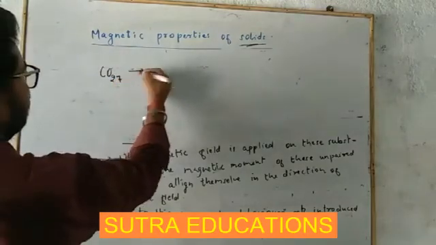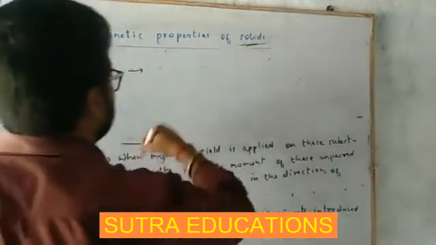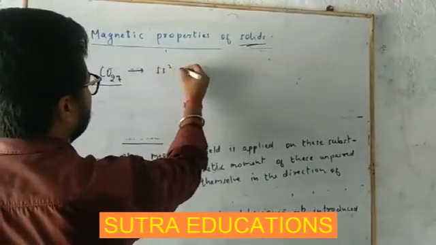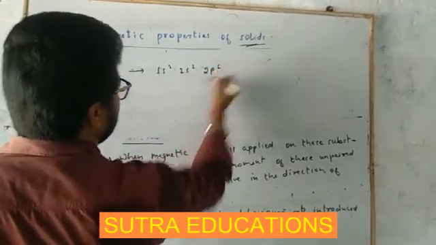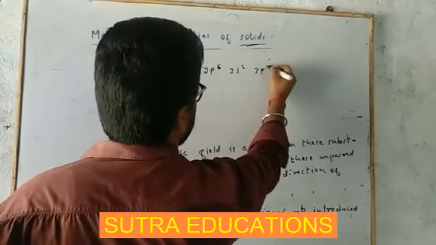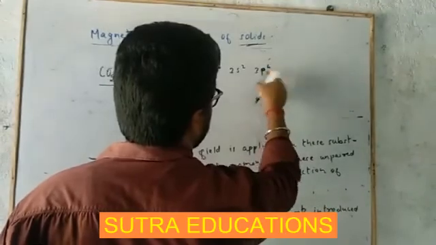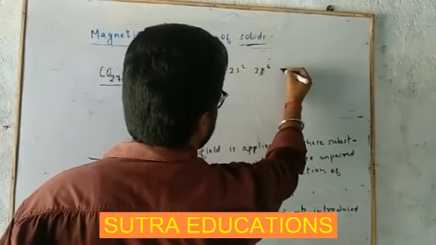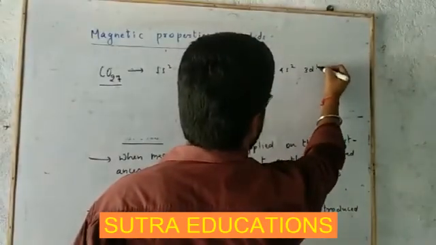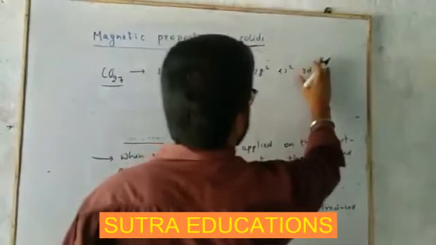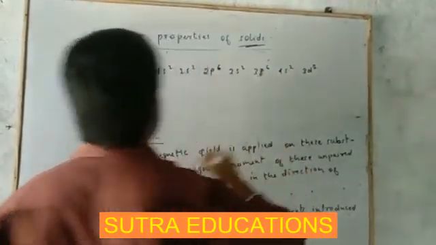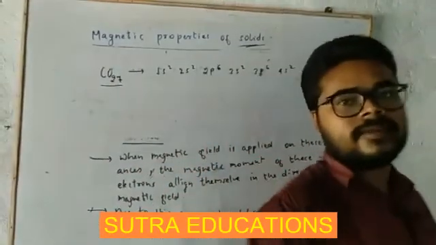When you write the electronic configuration of cobalt, it will be 1s2, 2s2, 2p6, 3s2, 3p6, 4s2 and 3d7. Sorry, 3d7. 2, 4, 10, 12, 18, 20, 27. This is the electronic configuration of cobalt.